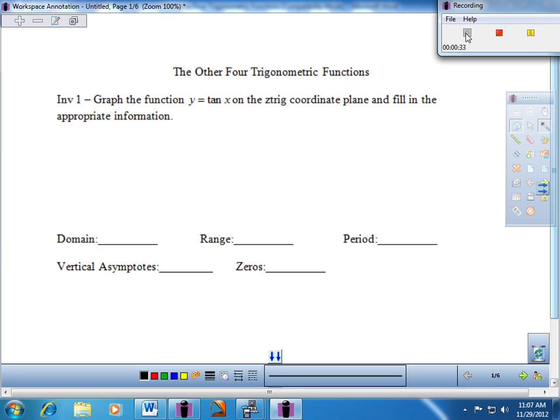So let's start it out here. I have investigation number 1 on your sheet, and we'll work with y equals tangent of x first. If you get an opportunity, everybody, can you make a z-trig window for me? Let's go 4 tick marks out to the right, and then 4 tick marks, please, going out to the left.